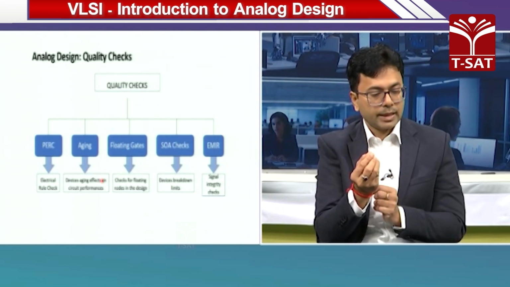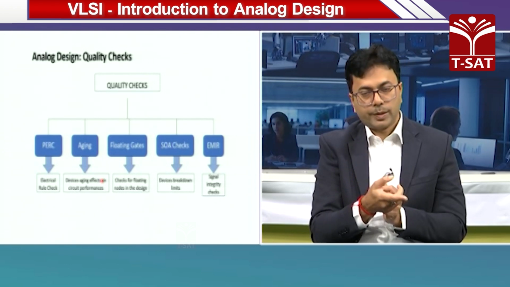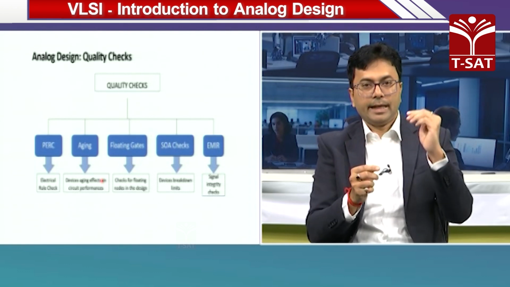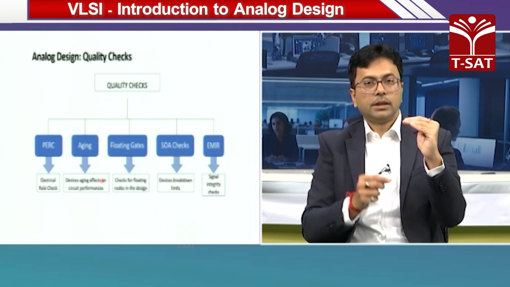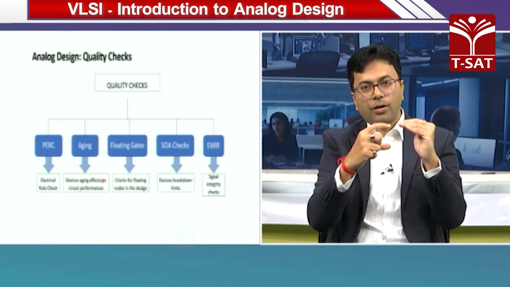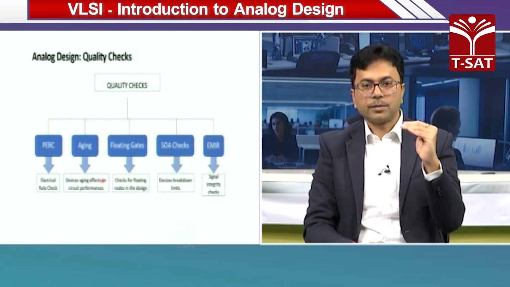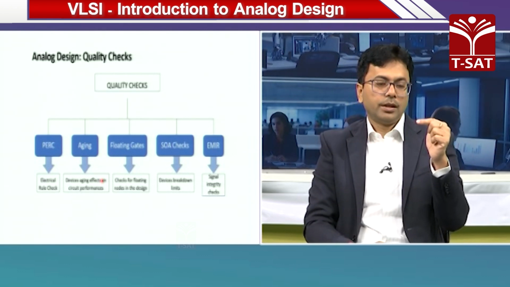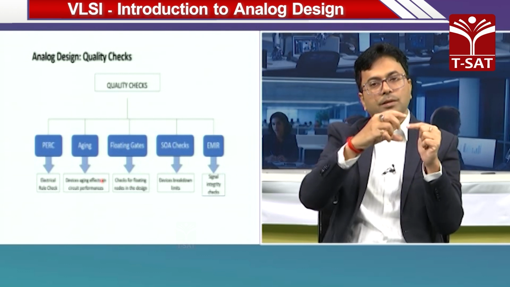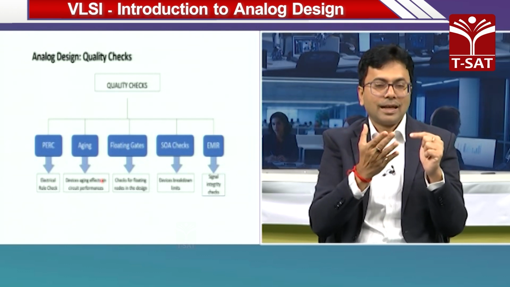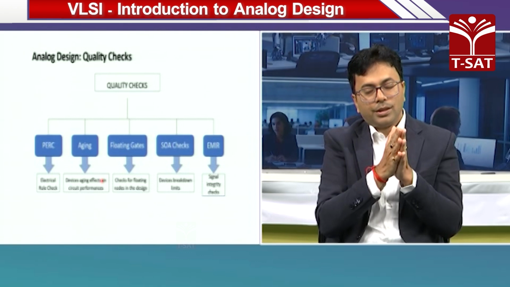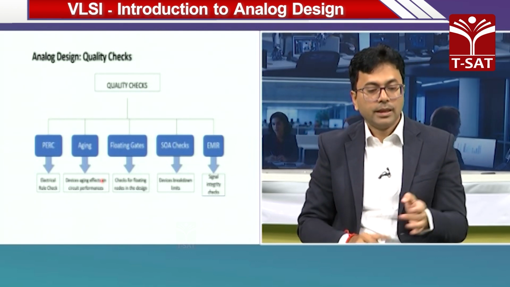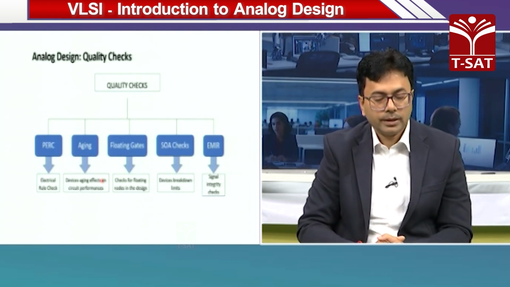PARC is electrical rule check. Aging is another aspect. I will take you through aging very shortly. Floating gates, right, again as I said, a gate controls the device to turn on and off. If this gate is floating, meaning there is no definition, it can take any value. So you have no control over this device, and this device can do whatever it wants. It is very, very hazardous. You will have a design which is not working, so you have to make sure you are checking this point in your design.